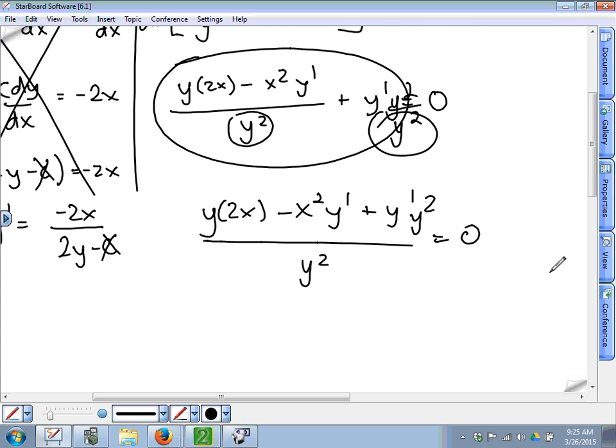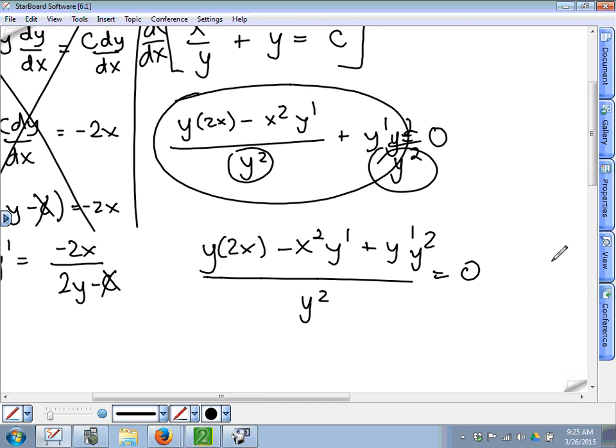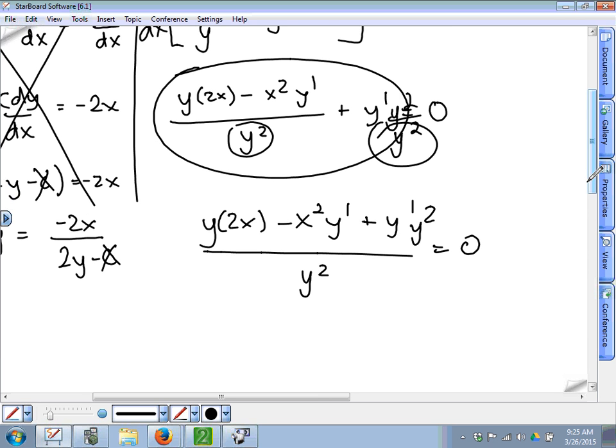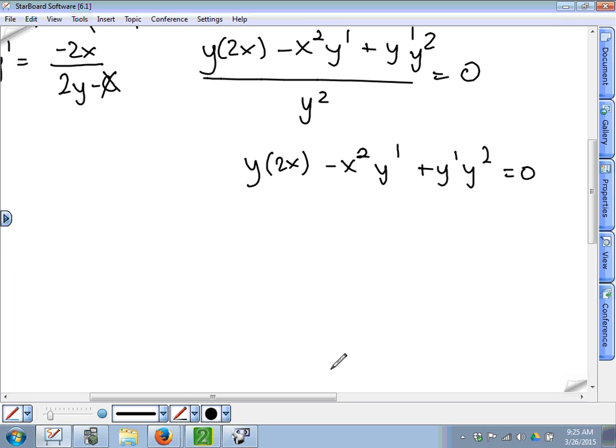Now you're trying to y squared over. Can we? You can. Okay, here's the thing, you guys, and I've brought this up before, and it's quite often forgotten. This is a fraction, yes or no? The fraction equals 0, yes or no? How's that possible for a fraction to equal 0? If the top equals 0. If the numerator is equal to 0, so we have y times 2x minus x squared y prime plus y prime is equal to 0. Okay, let's keep going.